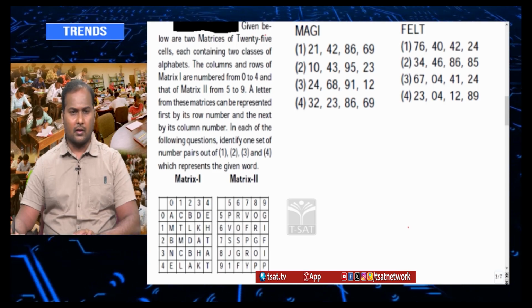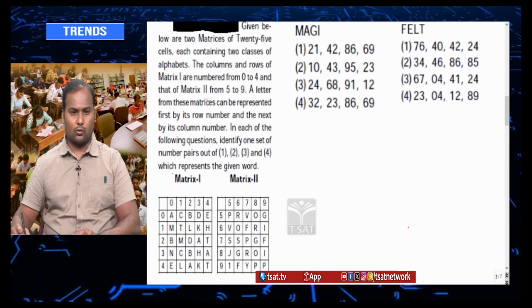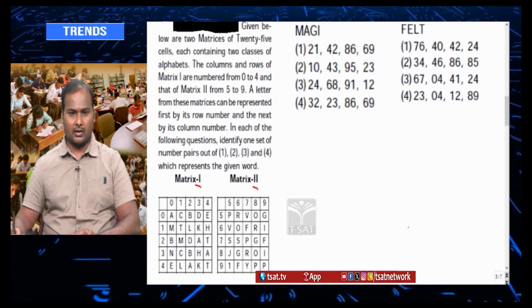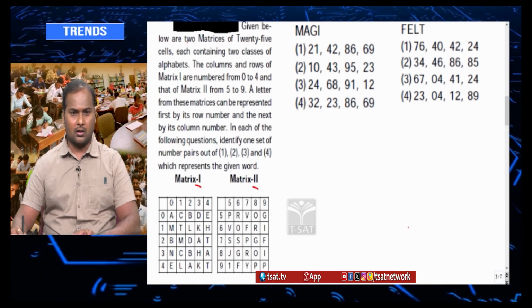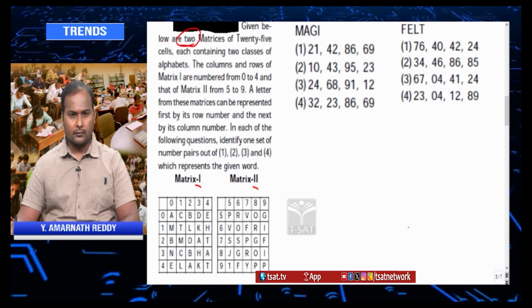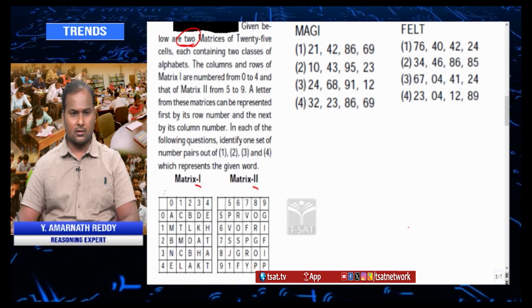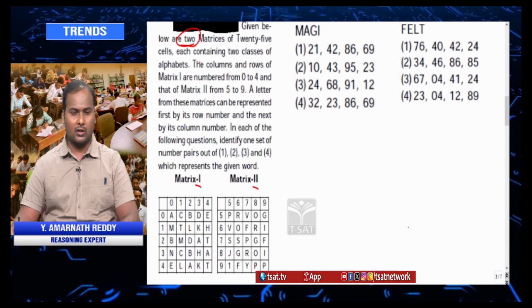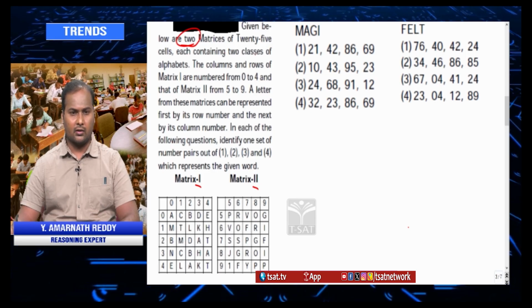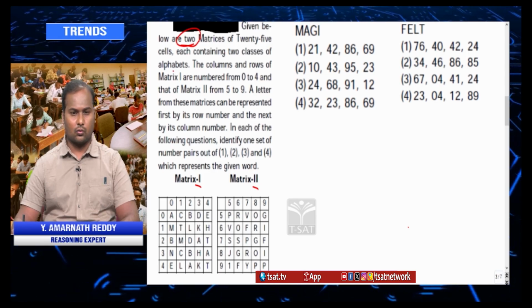It says that given below are two matrices. So you have two matrices, that is matrix 1 and matrix 2. Given below there are two matrices of 25 cells. In total, if you count, how many cells do you have? Total 25 cells, each containing two classes of alphabets. There are two classes of alphabets.